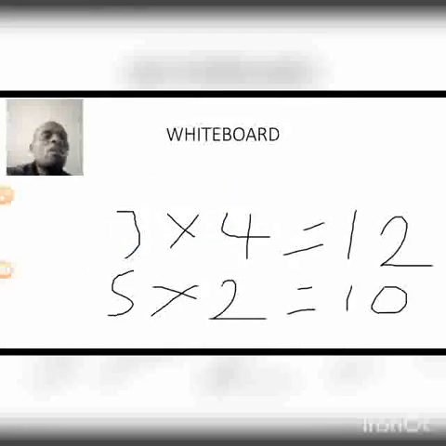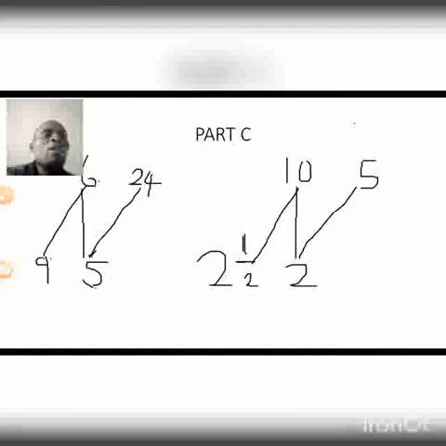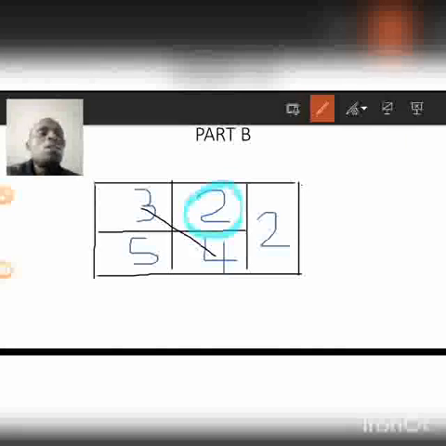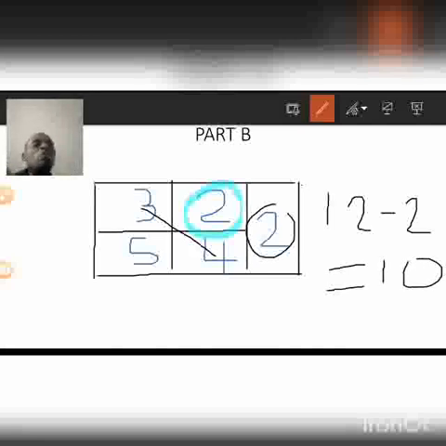Then I remember that I have a 2 here. This 2 is subtracted from that 12. In other words, 12 minus 2, we get 10. Once we get 10, what we need to do is to divide the result 10 by 5.